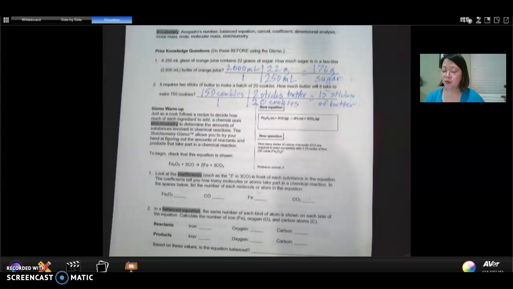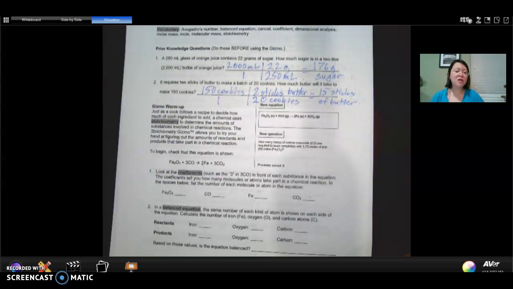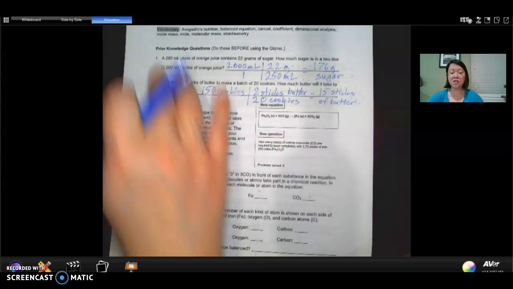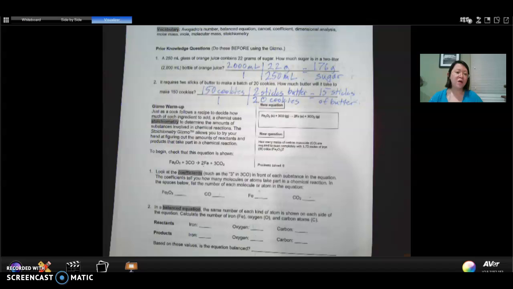Now for the gizmo warm-up, just talking through it. So kind of similar to the stoichiometry sandwich activity that we did a while back. This gizmo is looking at, or at least these 2 questions are looking at, how a cook uses a recipe, kind of like how a chemist uses stoichiometry to figure out the amounts of substances involved in a chemical reaction. So we're going to try our hand at figuring out the amounts of reactants and products that take part in a chemical reaction using our stoichiometry gizmo.